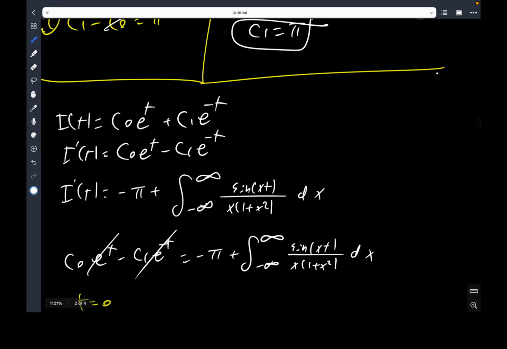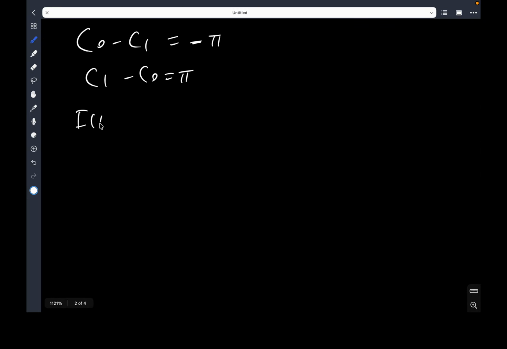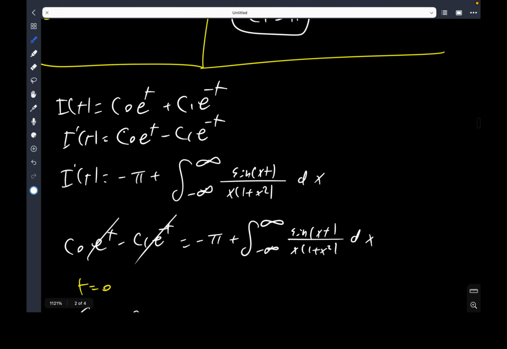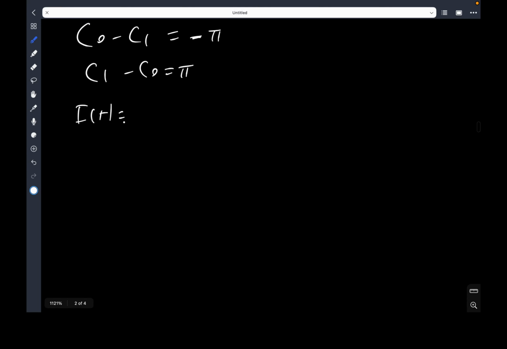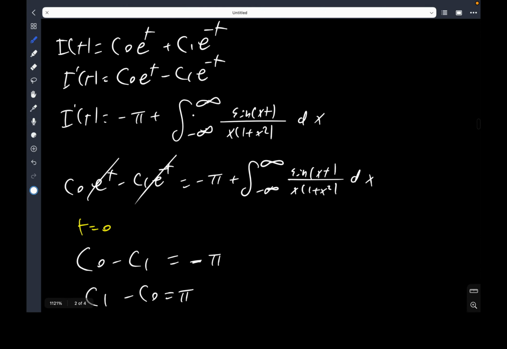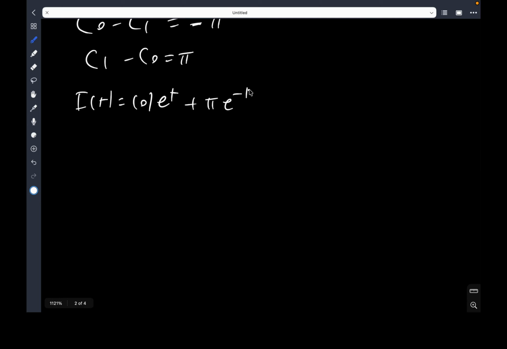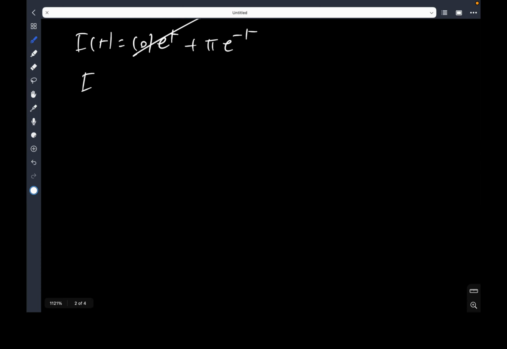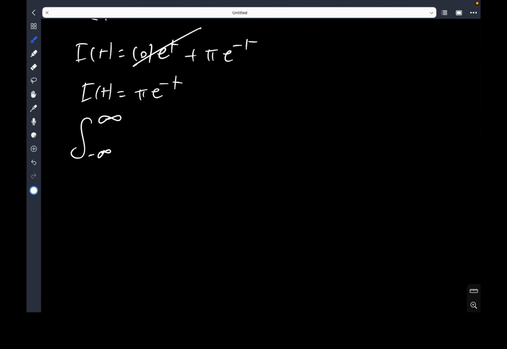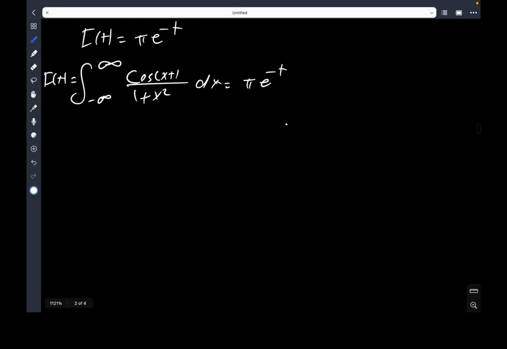Thus we have found our constants of integration. Since c0 equals 0, we have 0 times e to the t plus c1, which is pi, times e to the negative t. This is going to obviously go down to 0, and I of t is pi e to the negative t. Hold on, we're almost there. We said that the integral from 0 to infinity of cosine xt over 1 plus x squared dx is pi e to the negative t, and our goal was to find I of 1.